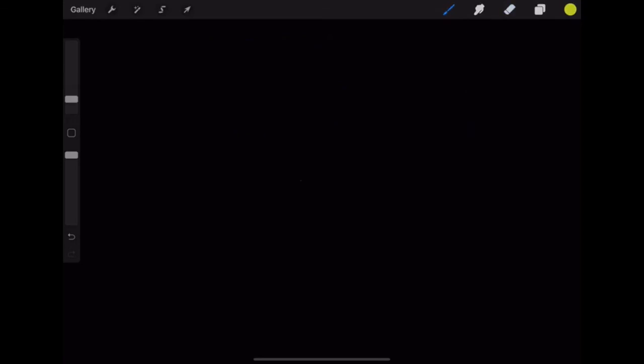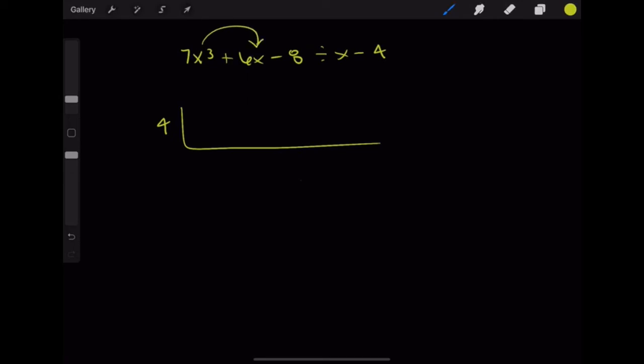For the last problem I'm going to do today, it's just a large remainder, but it's the same as the other problem. You're just working with a little bit bigger numbers. And there's also a little twist. So it's going to be 7x cubed plus 6x minus 8 divided by x minus 4. So we know that it's just going to be a 4 right here. But if you notice something, it goes from x cubed to x to the first power, when it should go x cubed and then x squared and then x. So when we're writing this, we'll write 7, then 0, and then 6, and then -8.